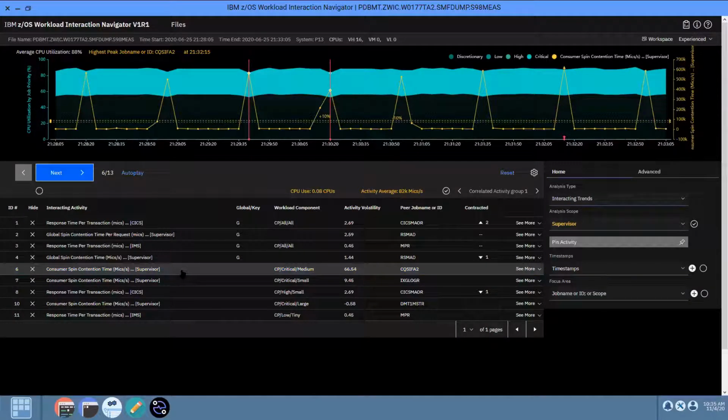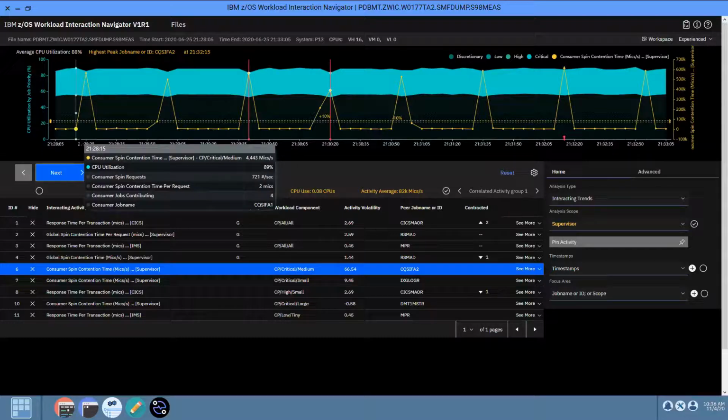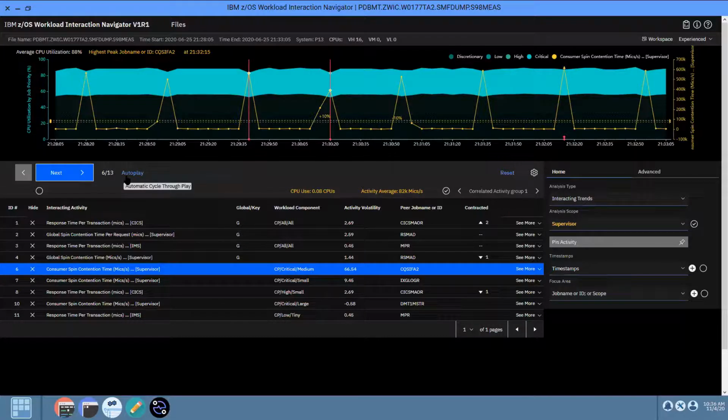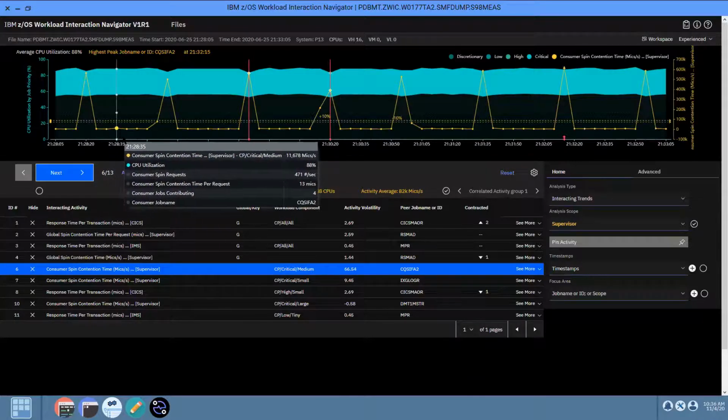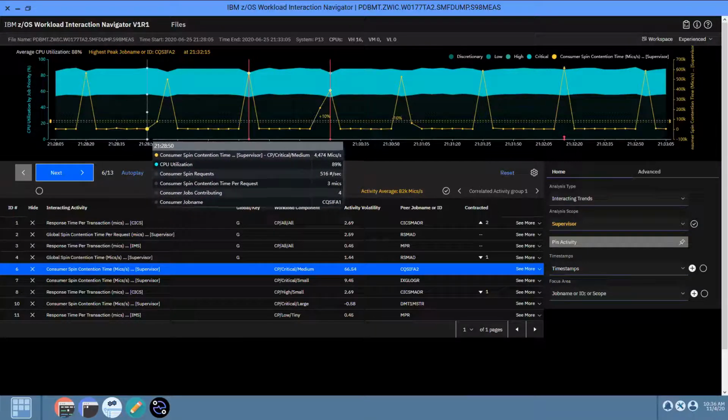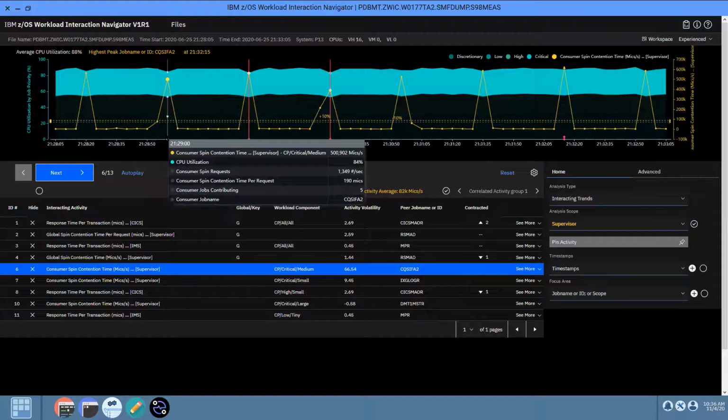So the navigator found that the CP critical medium bucket had some anomalies for consumer spin contention time that an analyst should be made aware of. And we can see here that at every one of these CPU values, we have spikes in consumer spin contention time. If I hover over the graph, you can see that normally CPU spin contention time is a pretty low number. It's less than 10 milliseconds, sorry. And at every one of these CPU utilization valleys, there's a significant spike, and it spikes up to, in this case, 500 milliseconds per second.